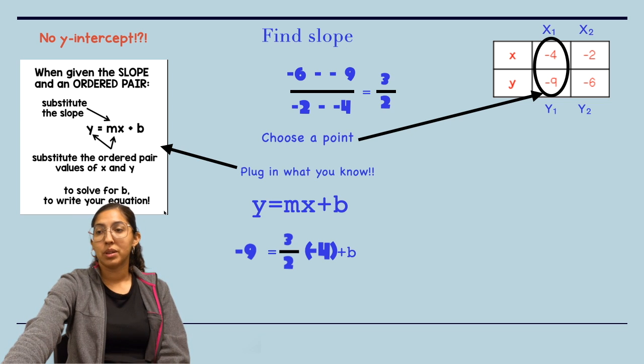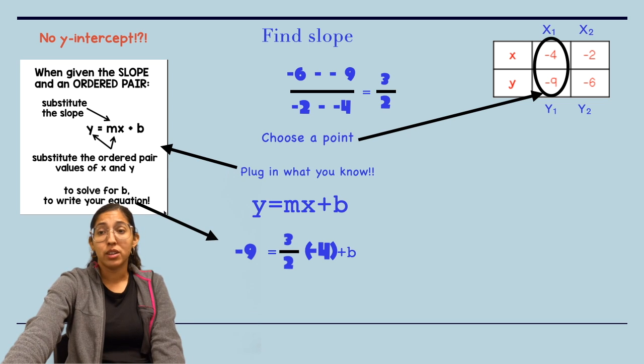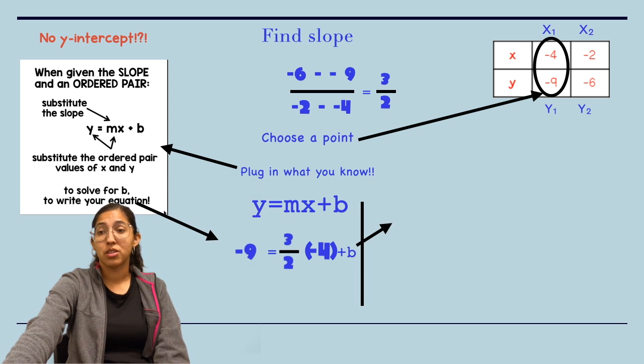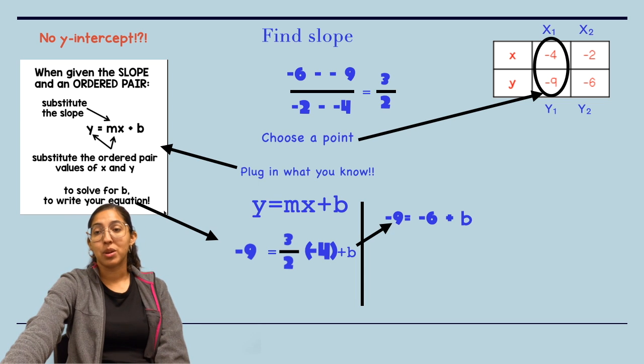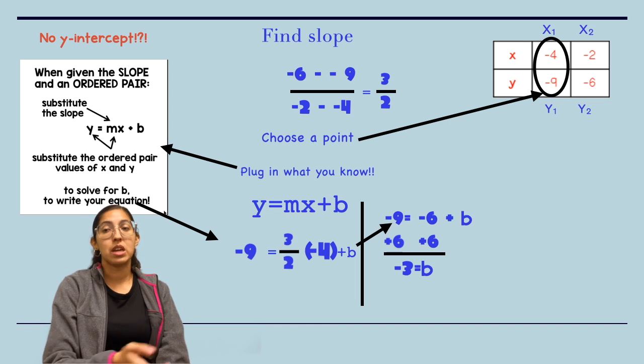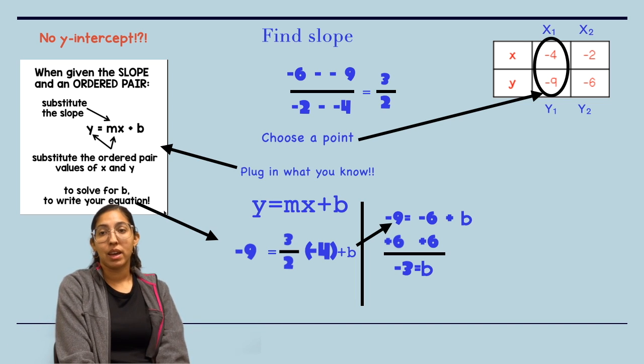And then once I do this, you solve for b. So let's go ahead and solve for b. I'm going to multiply that 3/2 times -4. I get -9 equals -6 plus b. Then just a one step, I will add 6 to both sides, and I'll end up with -3 equals b.